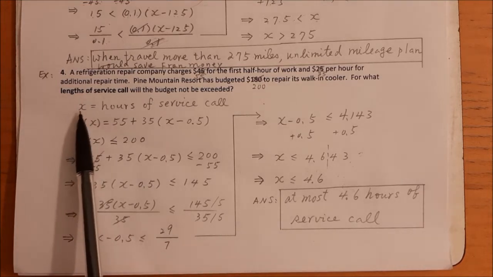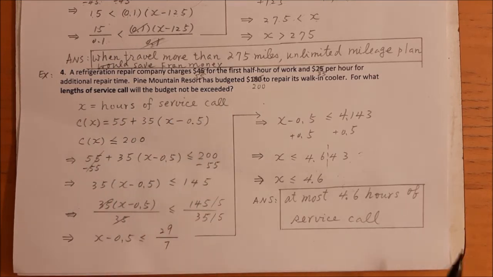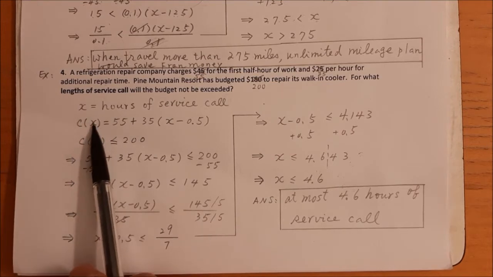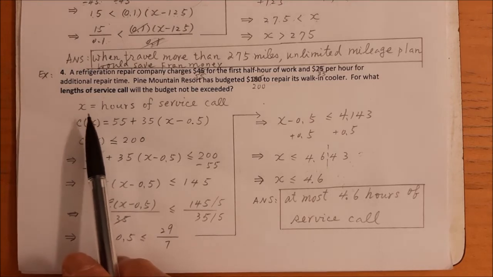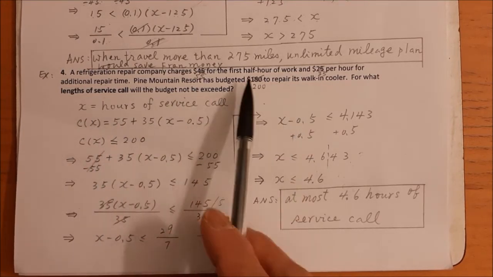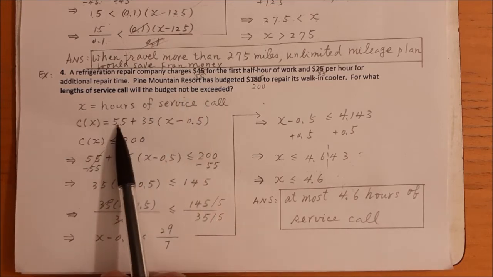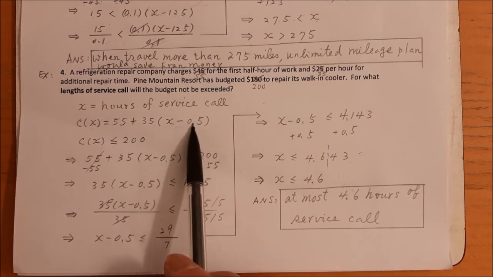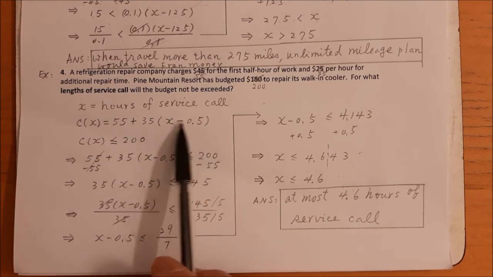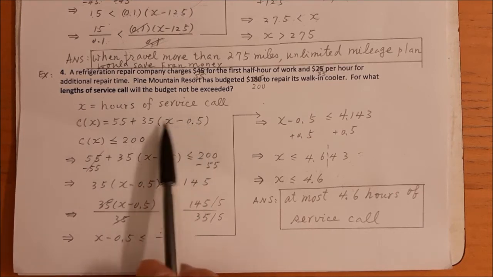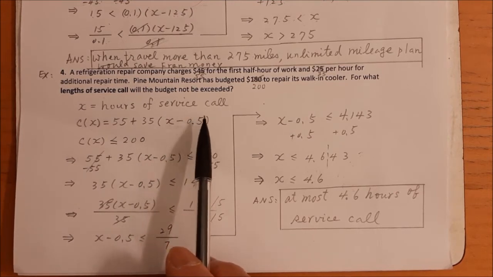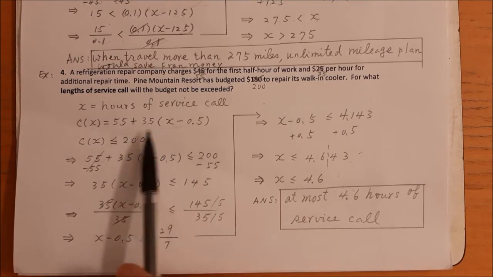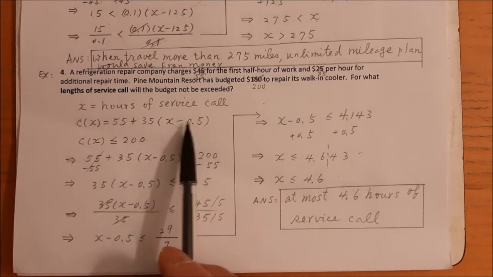So we assume x is the hours of the service call. C of x is the cost in terms of hours, equal to the first half hour's cost, $55, plus each additional hour after the first half hour. So we do x minus 0.5 hours. Each hour charges $35, so it's 35 times the additional hours, x minus 0.5.